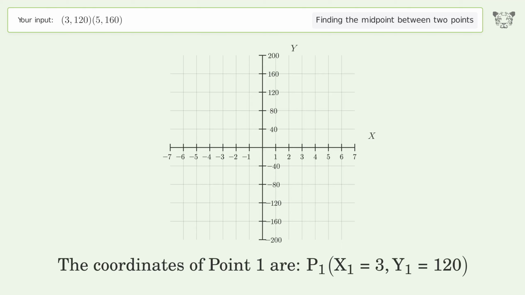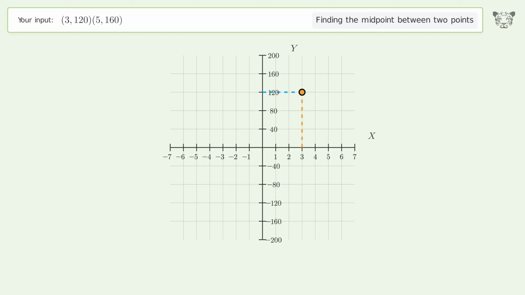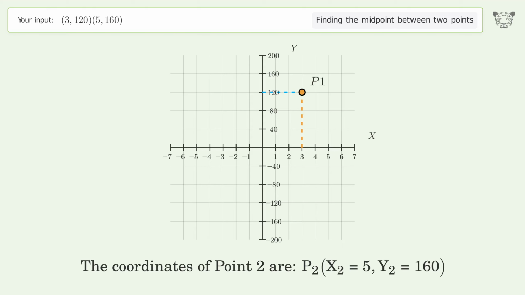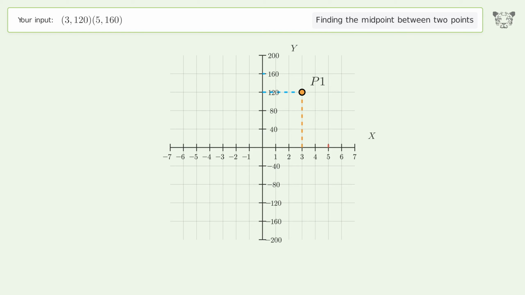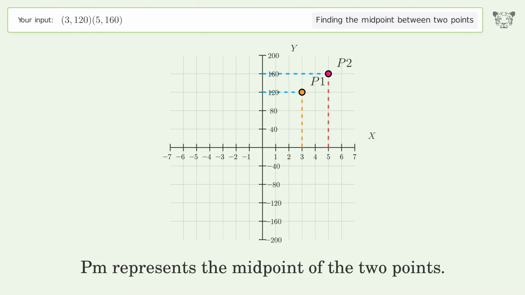The coordinates of point 1 are x1 equals 3, y1 equals 120. The coordinates of point 2 are x2 equals 5, y2 equals 160. PM represents the midpoint of the 2 points.